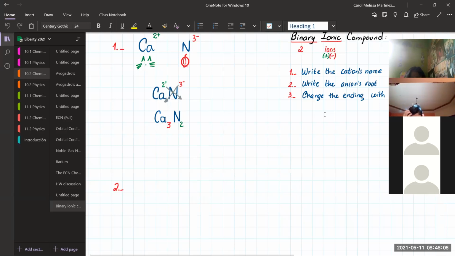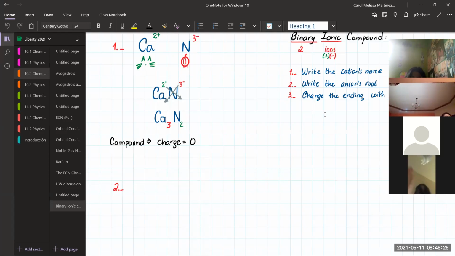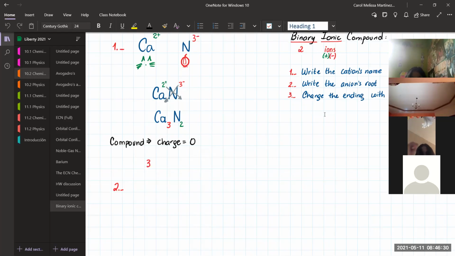So to check that, I didn't tell this to the other grade, but to check, a compound has charge equals 0. To test it, what we do is put the number of atoms of each element and the charge that it has as a cation. For example, calcium, here you have 3 calciums, and the charge of calcium, okay, so you have 3 calciums and 2 nitrogens. So what you do to check if the compound charge is 0, I mean, if you did the compound correctly, is you test the ions.